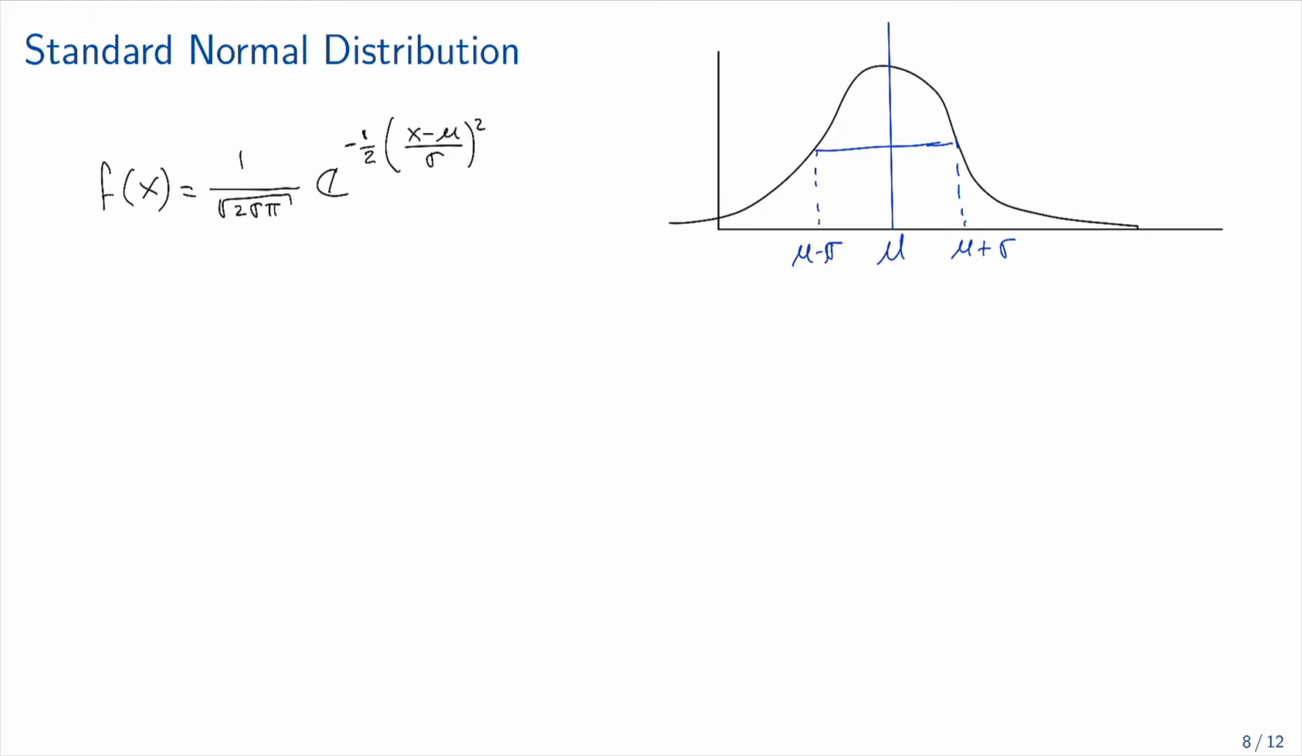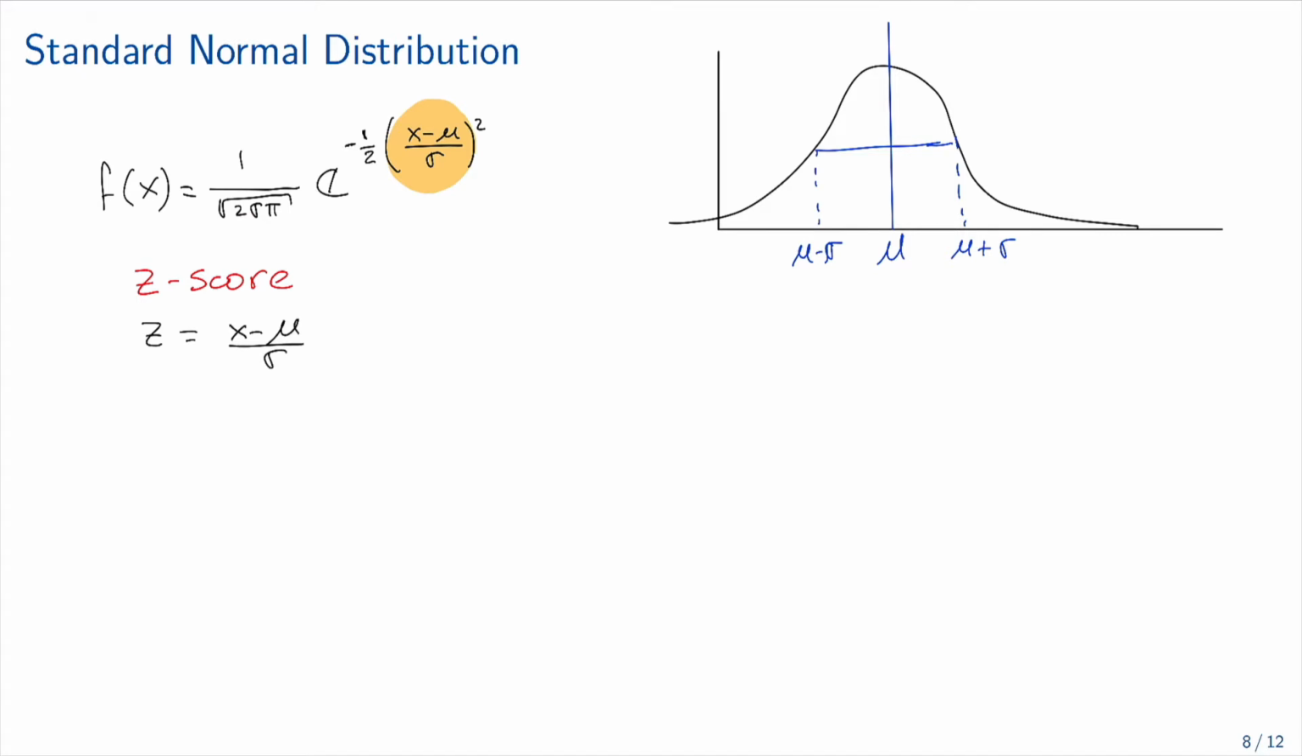So the z-score is a normalization of the Gaussian distribution. How do we standardize and normalize? Well, we define a variable that is given by x minus mu divided by sigma. So we define z as x minus mu divided by sigma.